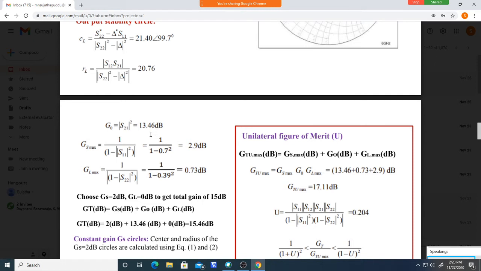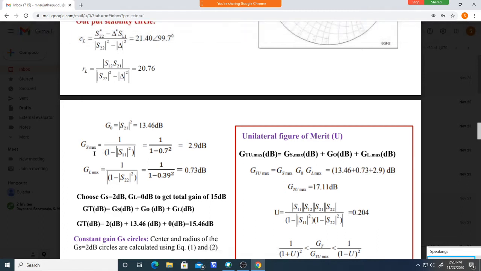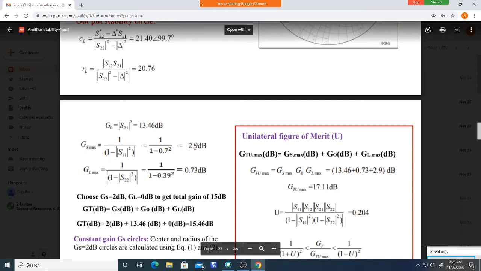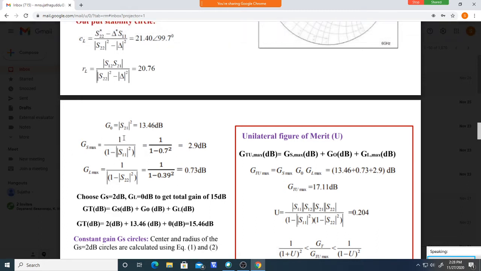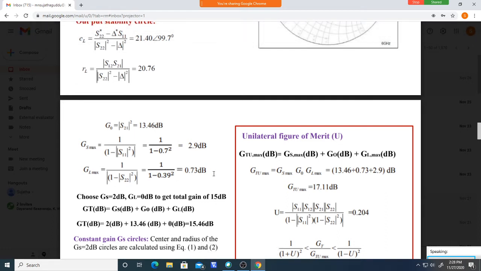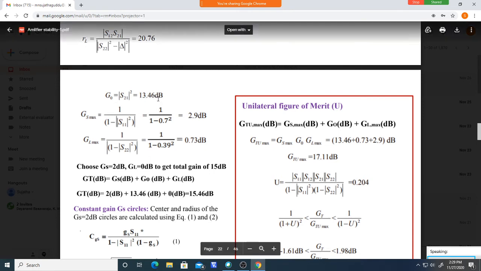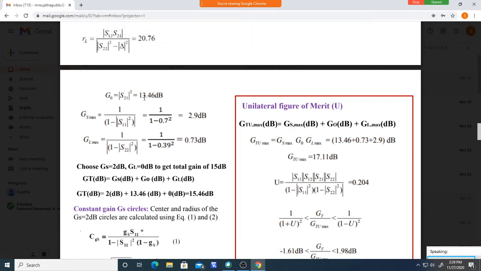So what you should do, you should choose GS and GL, and calculate GS maximum. This is the unilateral design equation. GS maximum is 2.9 dB. GL maximum is 0.73 dB. What we needed is 15 dB, but G naught is 13.46, which is 2 dB lesser, so we need at least 15 dB.